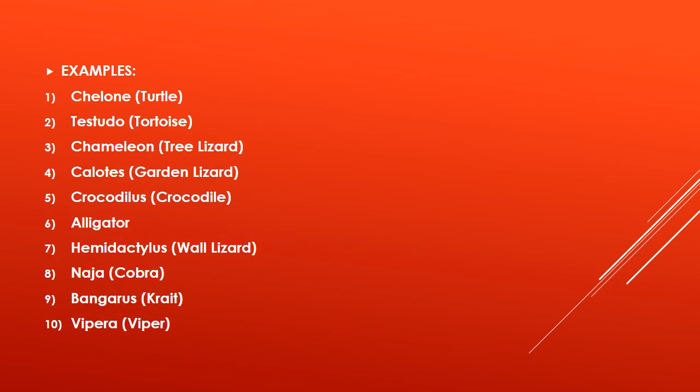Examples, oh my god, you have to remember 10 examples. Chelone, that is actually it is not Chelone, it's Kachuga, no, Chelone, turtle. Testudo, tortoise. Okay, then Chamaeleon, tree lizard. Calotes, garden lizard. Crocodilus, crocodile. Alligator. Hemidactylus, wall lizard. Naja, cobra. Bungarus, krait. Vipera, viper. Okay, so please remember this.